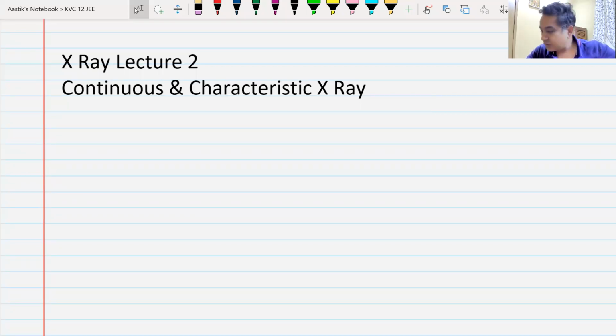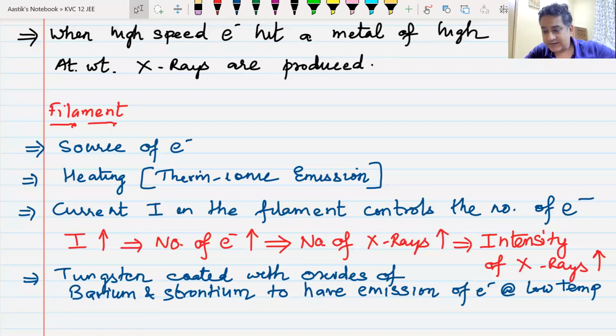So we are dealing with the topic of X-rays, and this is lecture number 2. I hope that we can complete X-rays in this class. In the last class, we had seen how X-rays are produced and how we can change the intensity of X-rays. Intensity means the number of X-rays. The number of X-rays or the intensity of X-rays is controlled by the current in the filament.